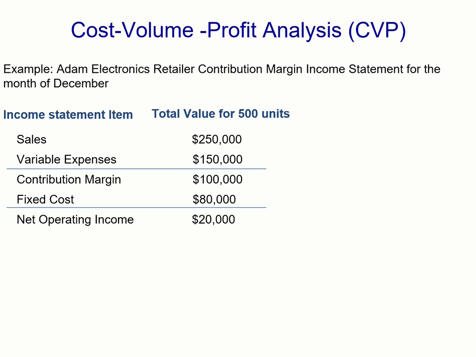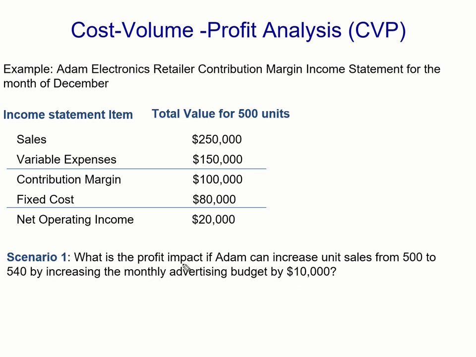Let's assume we want to find out the profit impact if Atom can increase unit sales from 500, which is the current status, to 540. And how would Atom do so? Well, one of the salespersons suggested, let's increase monthly advertising by 10,000. So let's increase monthly advertising. Let's have more ads on Facebook and YouTube where people can see our product. And as a result, we're going to increase sales by 40 units. The question is, should we go with this option?